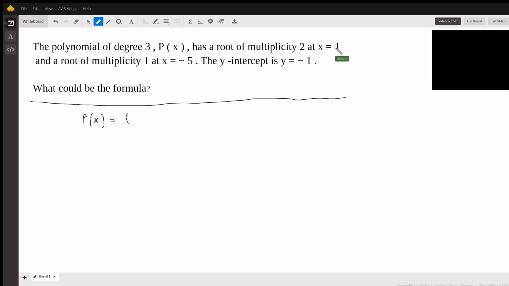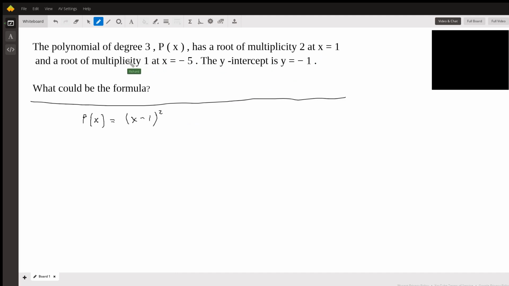If 1 is a root, then x minus 1 is a factor. And it has a multiplicity of 2, so we're going to square it.